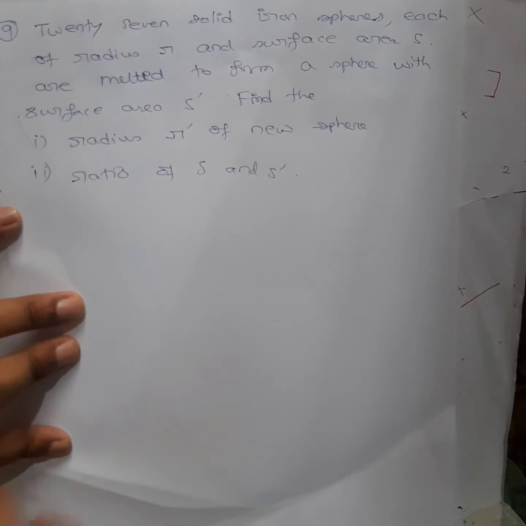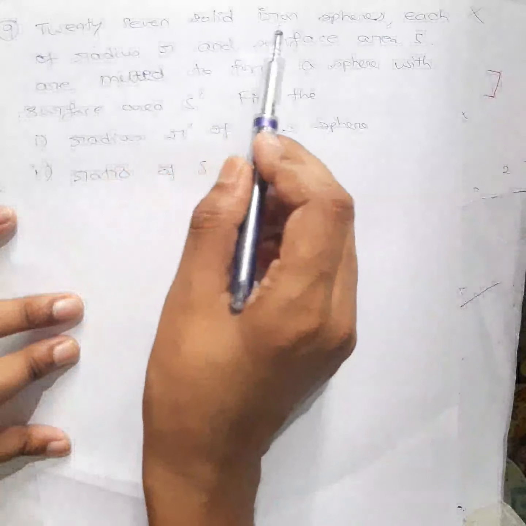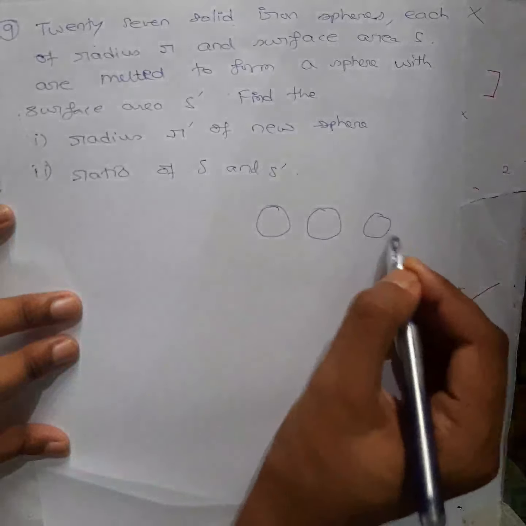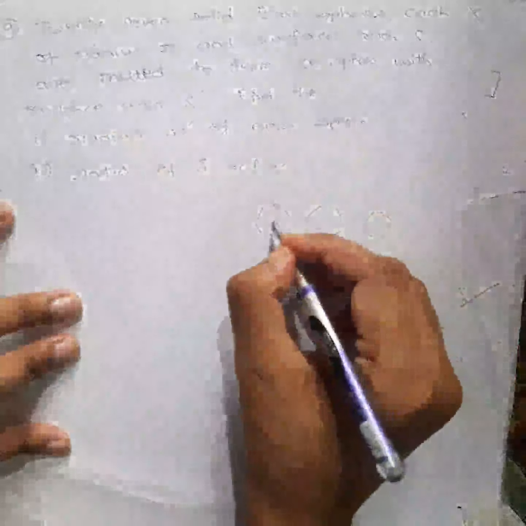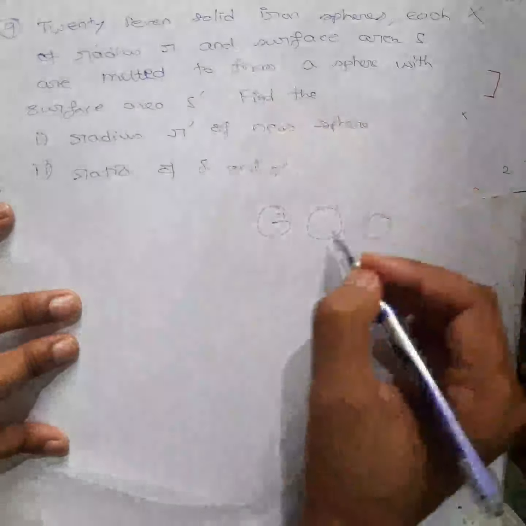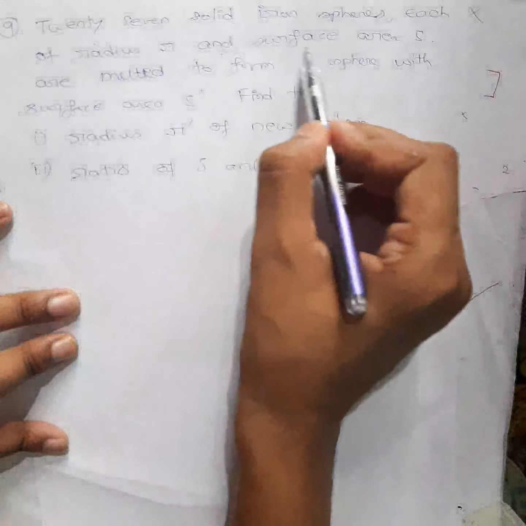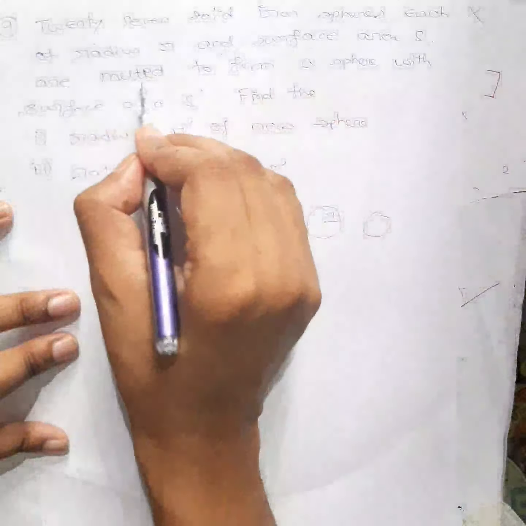So let's do question number 9 now. What it says, question number 9: 27 solid iron spheres. So how many iron spheres are there? 27, like this. Each of radius r. So radius is given as r, all will be radius r, right? How many are there? 27. Okay, and surface area s, are melted.